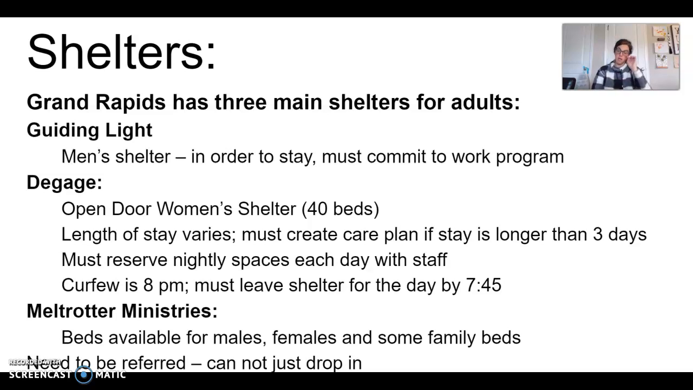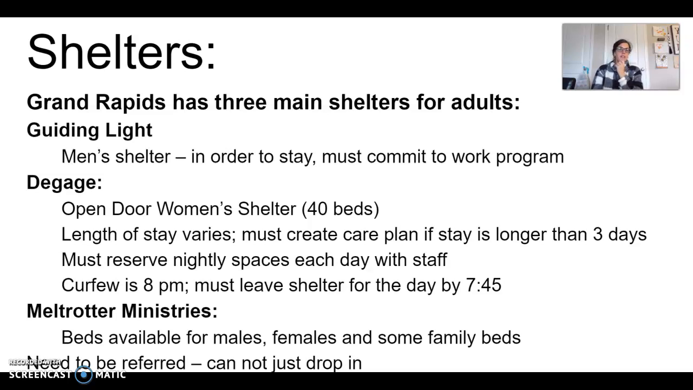So Guiding Light, that's a men's only shelter. And in order to stay there, you must commit to a work program. Dégagé, that has primarily women and some children. It's primarily a women's shelter. Actually, I don't think children can go there, so I take that back. It is a women's shelter. At the time when I was researching this, there's only 40 beds. That may have changed because it's been a year or so, but that's the information I found.